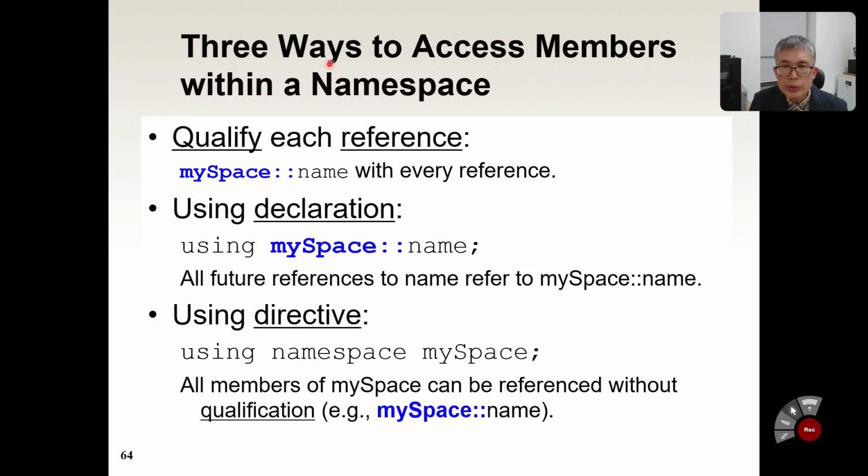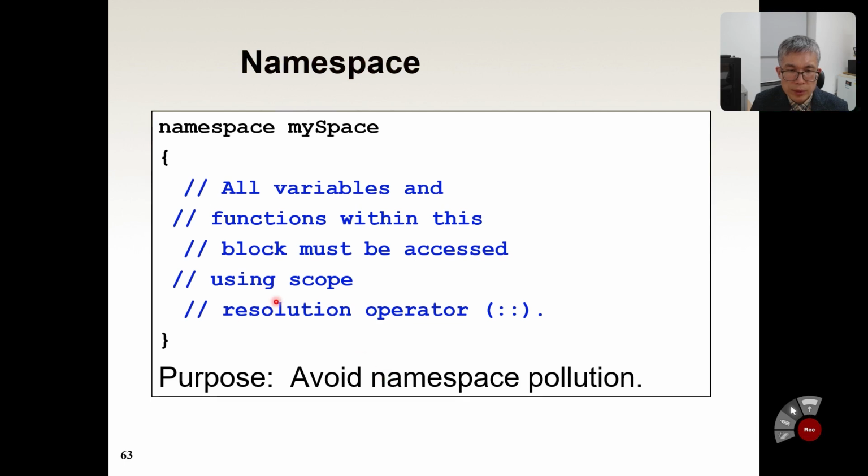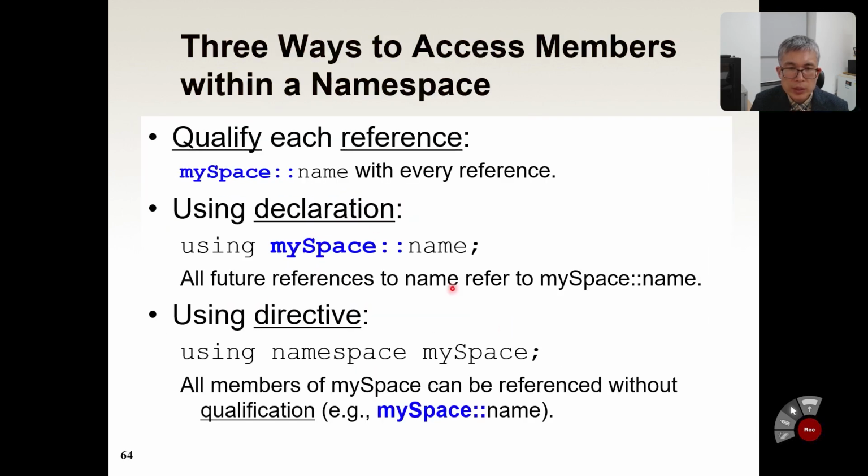So, three ways to access members within a namespace. First, qualify, using the scope resolution operator: MySpace::name, where the variable is referenced through the namespace name. Then a using declaration: using MySpace::name, so all future references to name refer to MySpace's name. This is the scope resolution operator.